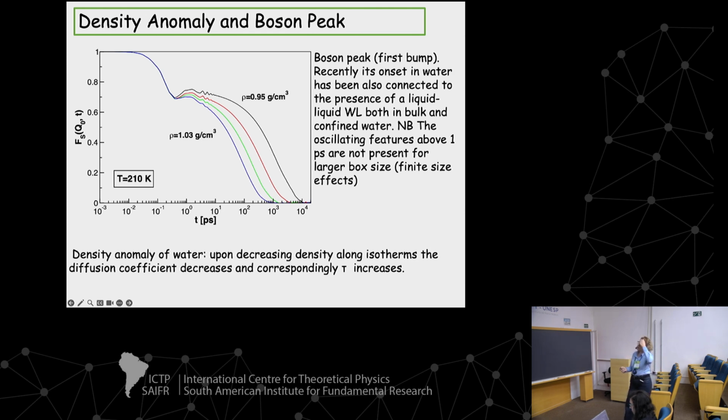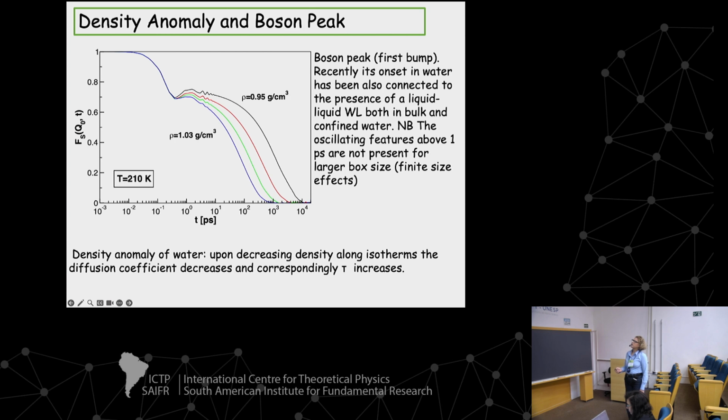But in this region, you see we have this anomaly. So this is the fact that upon decreasing density along isotherms, the diffusion coefficient decreases and correspondingly tau increases. Okay, but let's now look at the boson peak. The boson peak is the first bump.